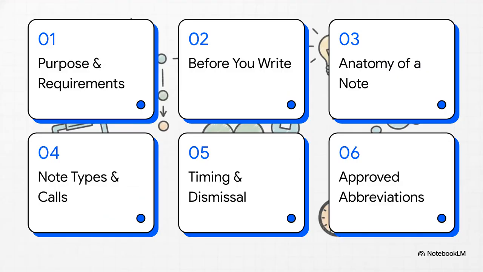To get this down to absolute muscle memory, we're going to walk chronologically right through a typical patient visit. We'll hit the purpose and critical requirements, what to do before you write, the anatomy of the note itself, note types and phone calls, timing and dismissal, and finally, approved abbreviations. Let's get right into it.